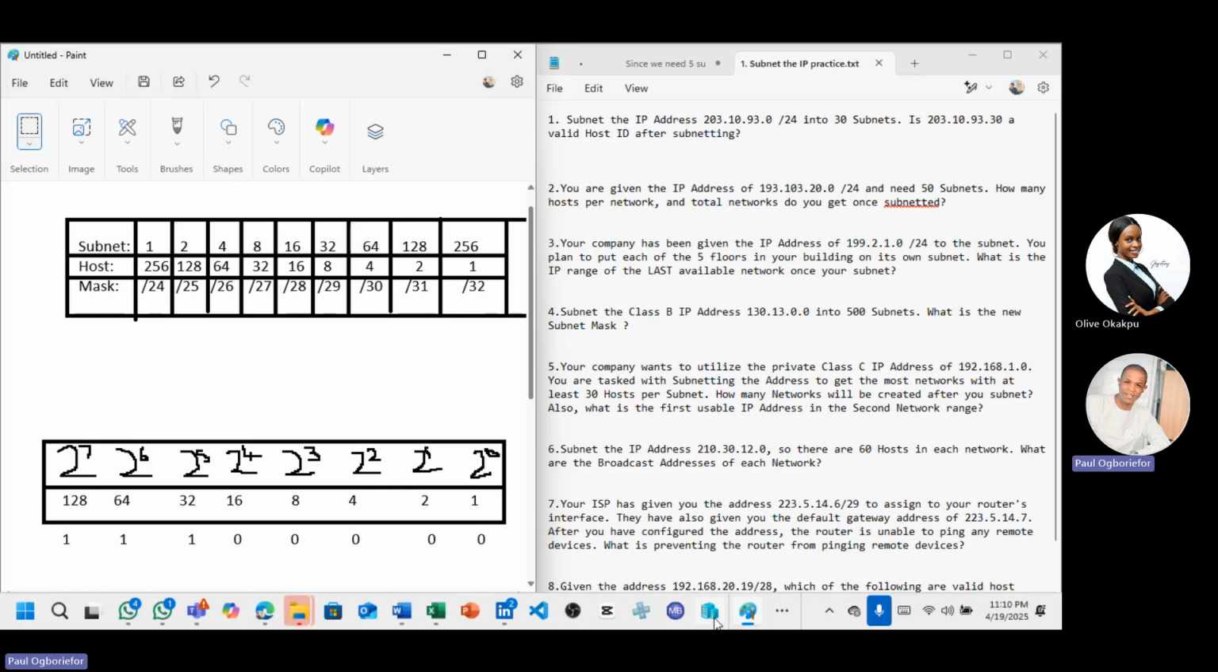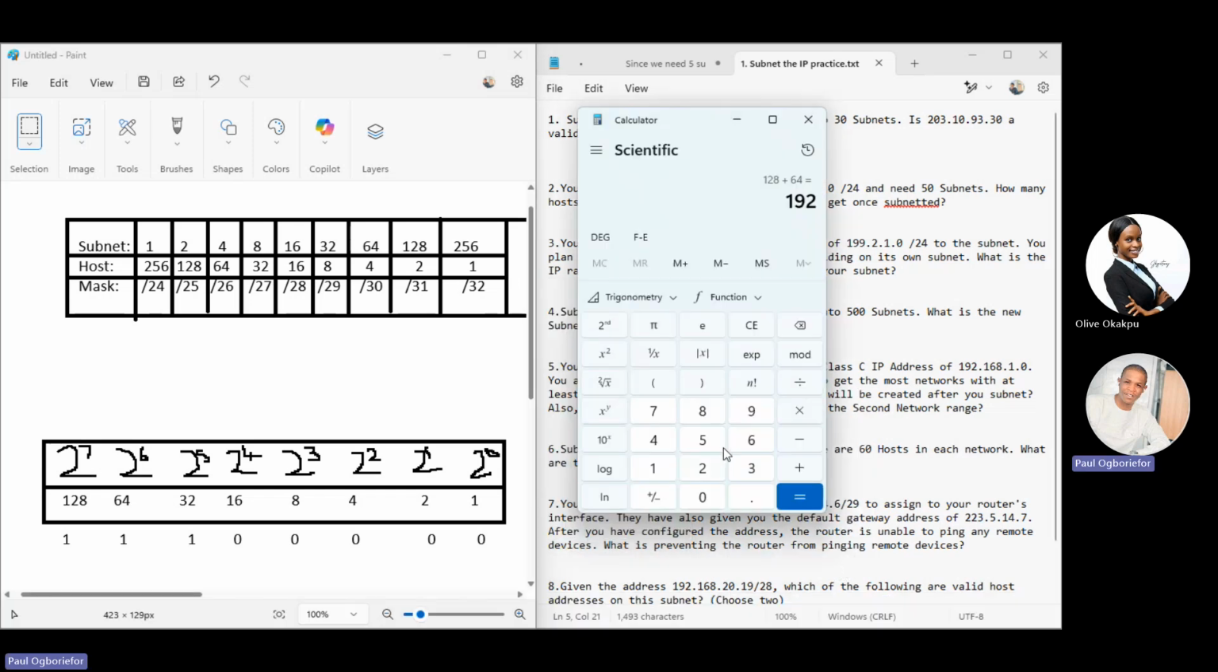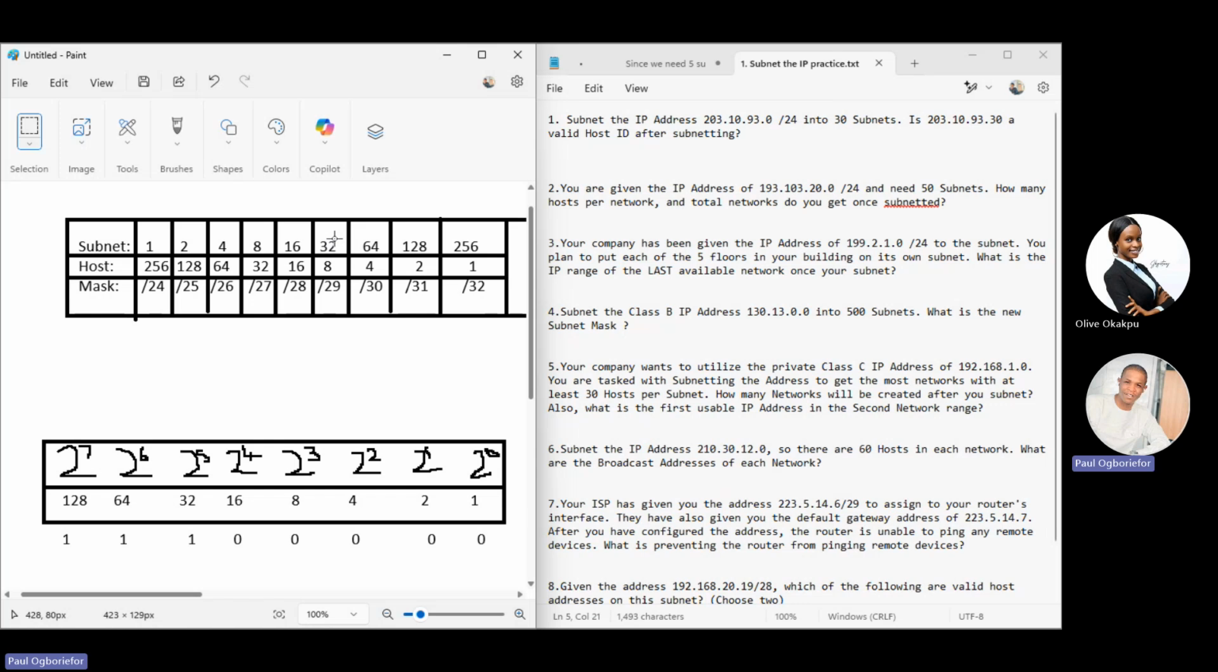Let's see if 256 will even give us 30, because sometimes these questions want to be very tricky. 256 can never give us 30, as a matter of fact. If we do 256 divided by 30, it cannot. So we will divide our network into 32. What we now do is we make use of 30 of the networks and do away with the remaining 2.